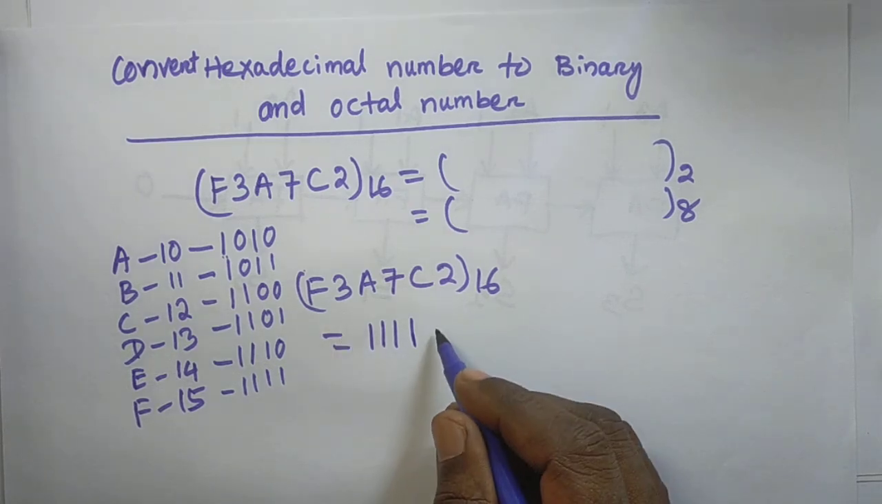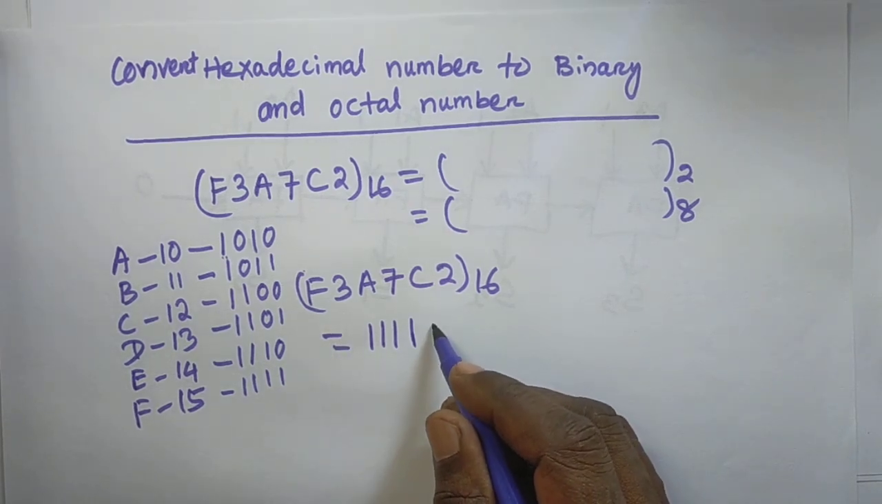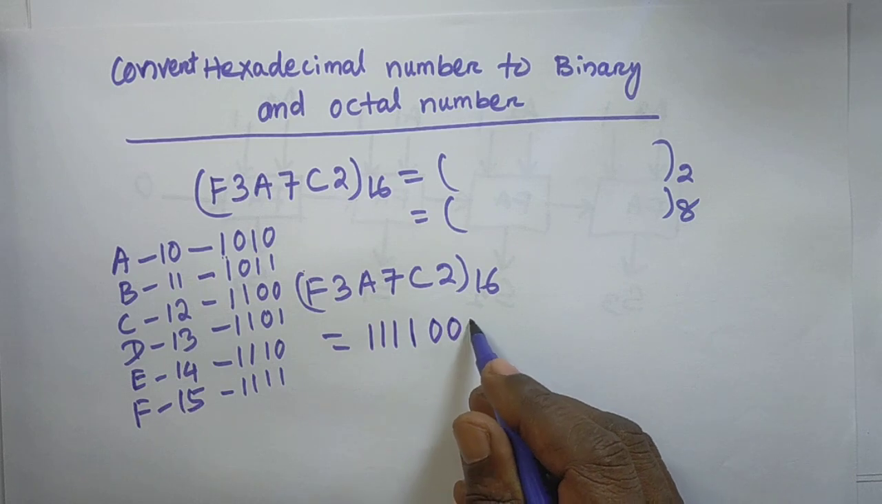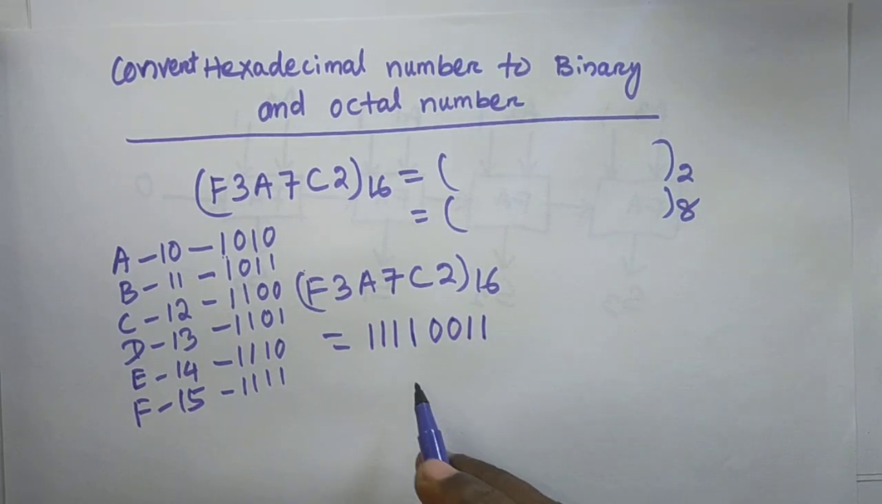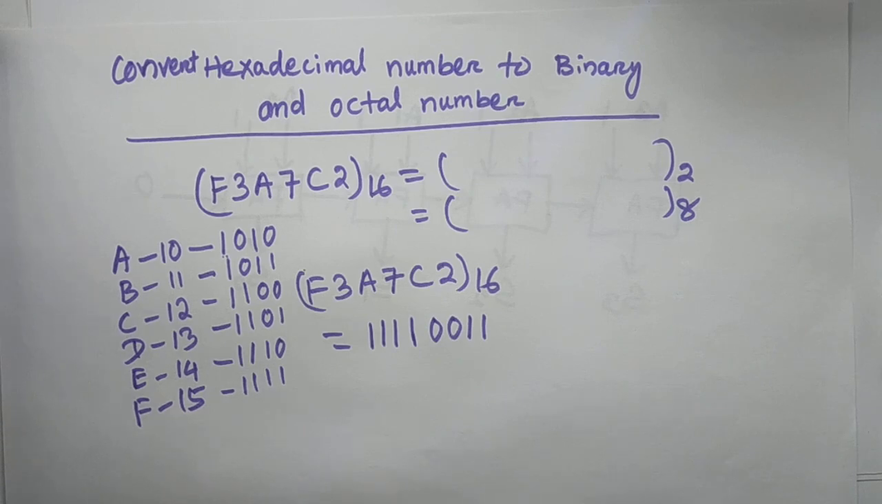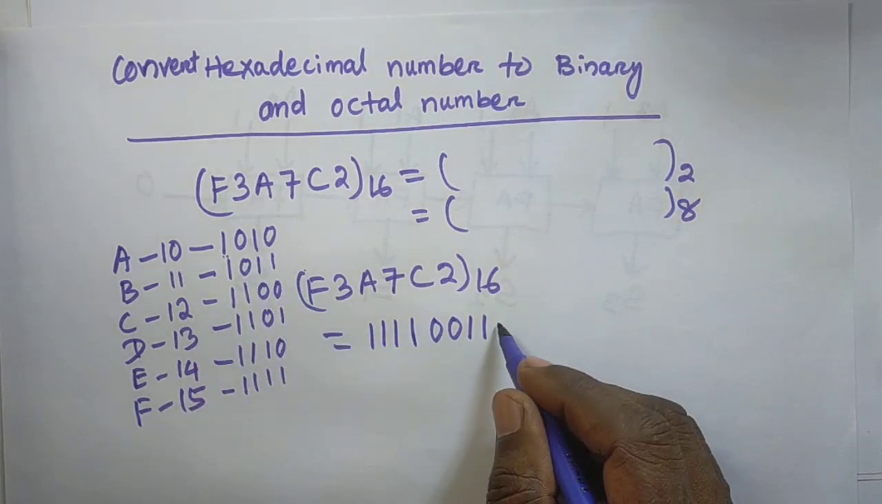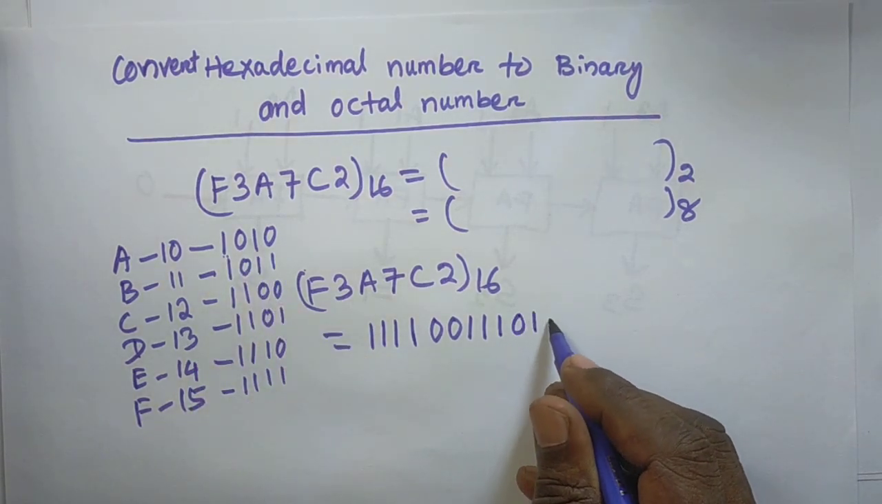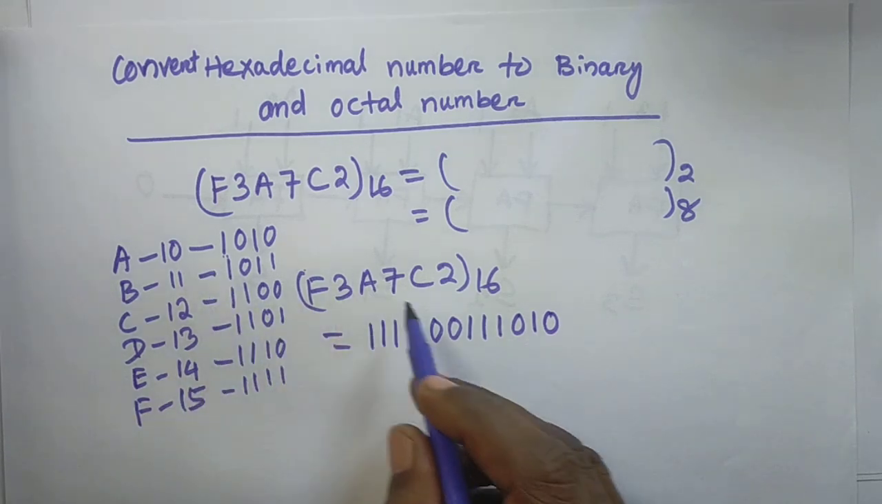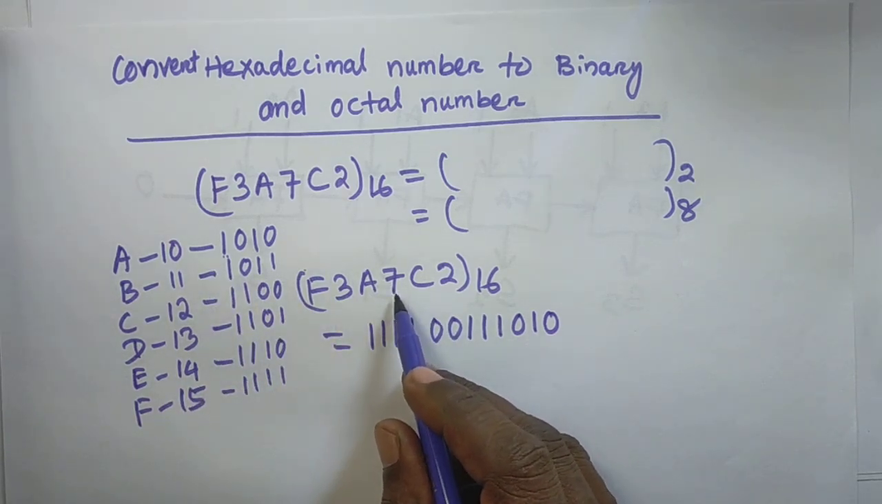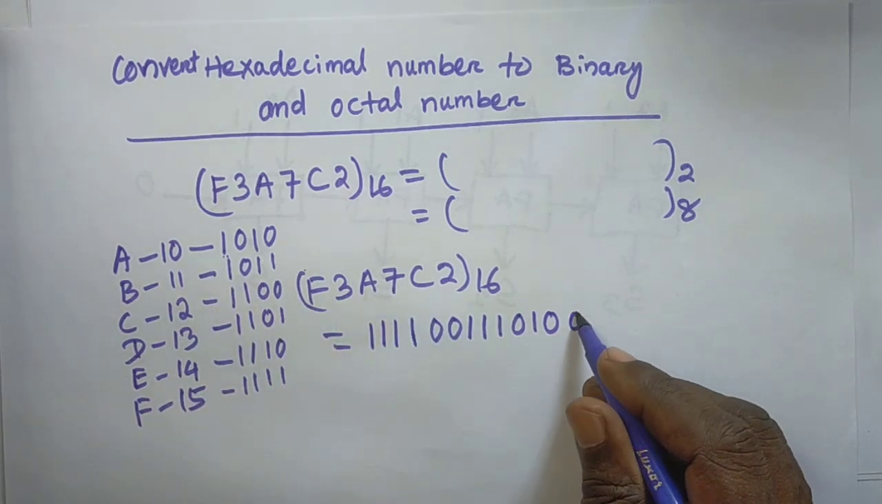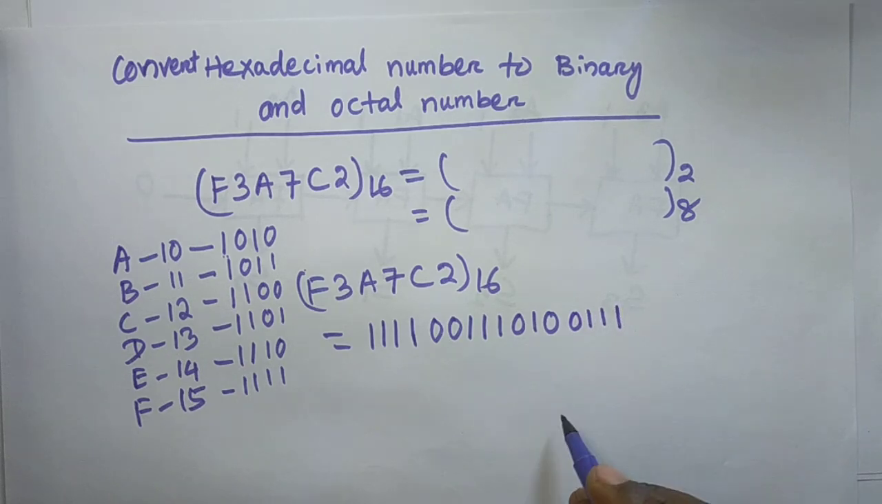3 means, in a very simple way we can write 0 0 1 1, because all data should be 4 digits, okay, in this way. 3 is 0 0 1 1. Next, A means 1 0 1 0, okay, that is A. Next is 7, which means, as you all know, 0 1 1 1.